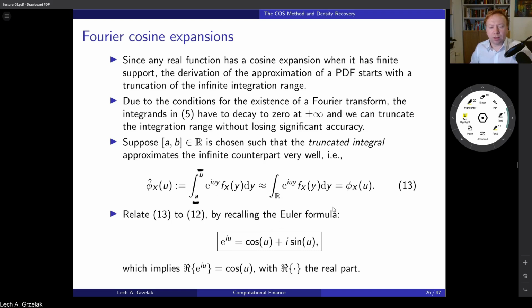What is very important in the derivations that will follow is the famous Euler formula, which says that the exponent of iu is simply cosine of u plus i sine of u, and i is the imaginary unit. And once we take the real part of e to the iu, we end up only with the cosine part. So this is also very important. See, then the imaginary part is completely gone.